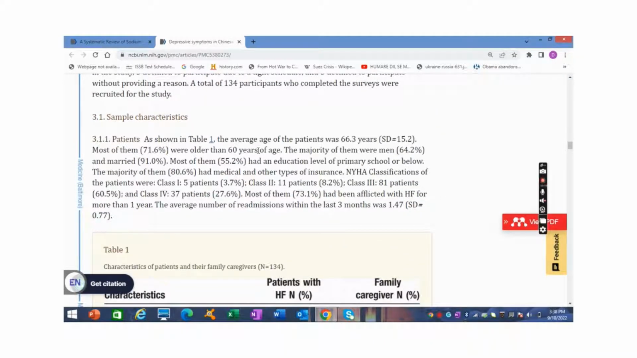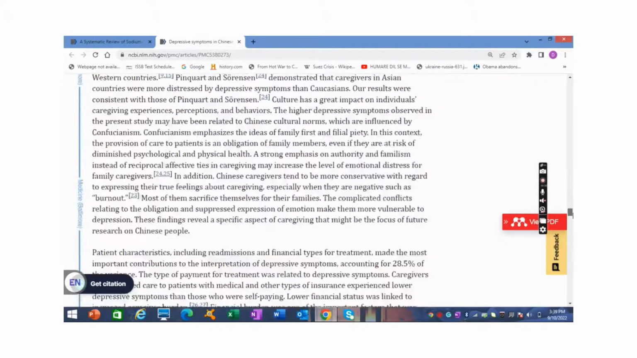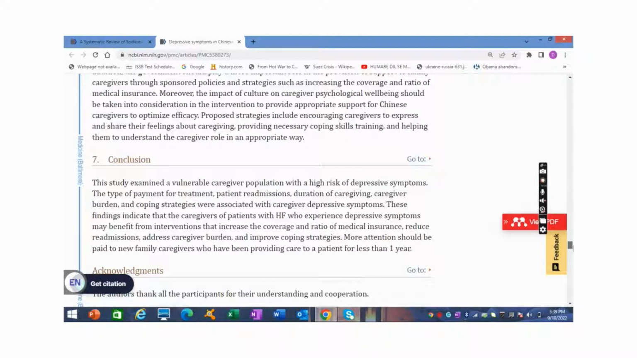Likewise, in this study, the researcher is telling you that the average age of patients was 66.3 years, with a standard deviation. The majority of them were men. Now he is describing the educational level, so different things. I'm not going into detail. The purpose is that this is another kind of research method, another kind of study design. This is a cross-sectional study design in which the researcher has mentioned different research methods. In the end, he gives you a conclusion.